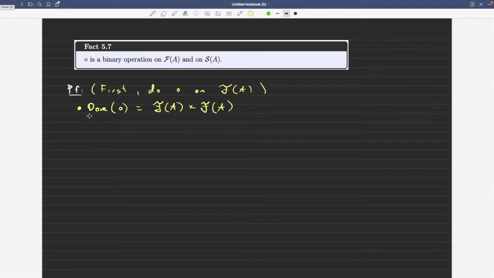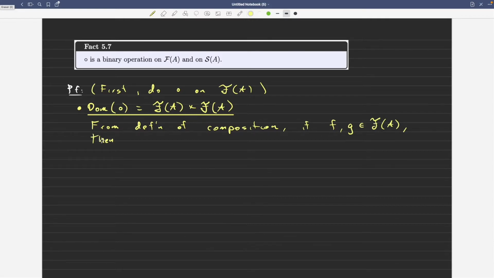Why is this true? Well, we know just from the definition of composition, if we take two things, f and g, in F of A, then f composed with g would be a function from A to A. See, we know f is going from A to A, and we know g is going from A to A. So when we compose those, it goes from A to A. And you can actually compose them in either order. You may not get the same result, but you can compose them in either order. So we also know g composed with f is a function from A to A.